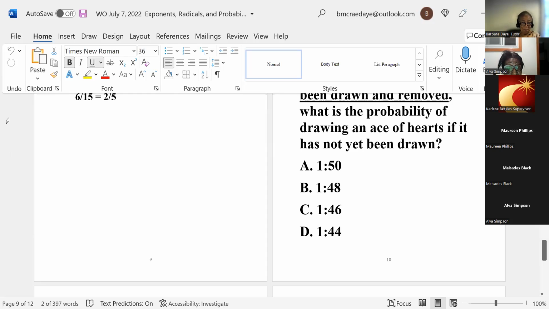Now remember, Ms. Barber, ratios can be used for probabilities: percent, fractions, decimals. So your answer would be right here, C. That's number 7. Answer C. All right. Questions?